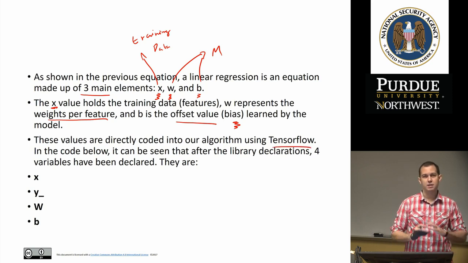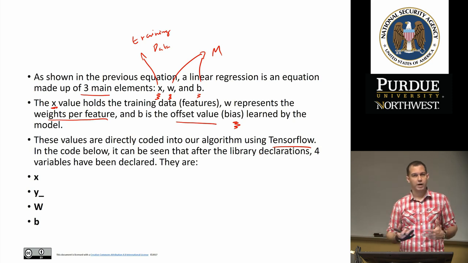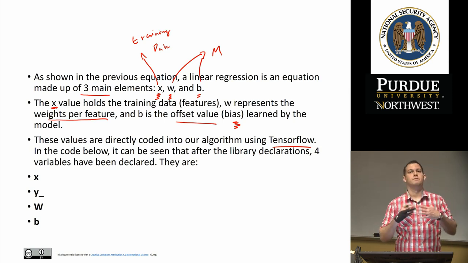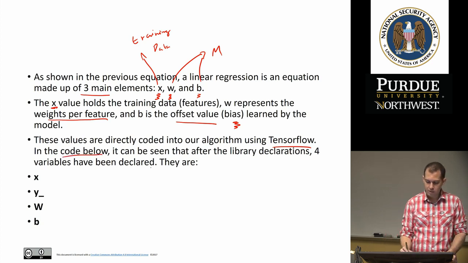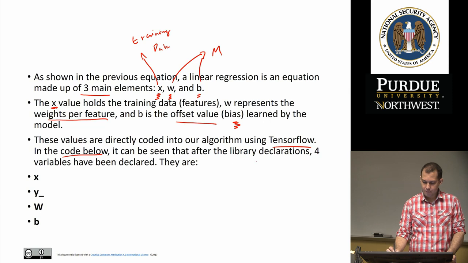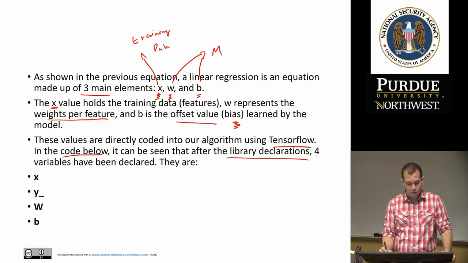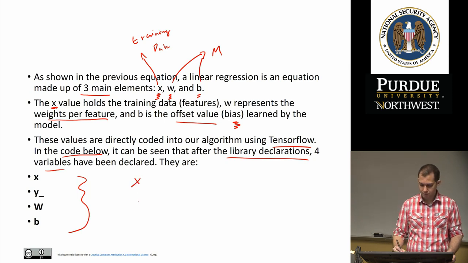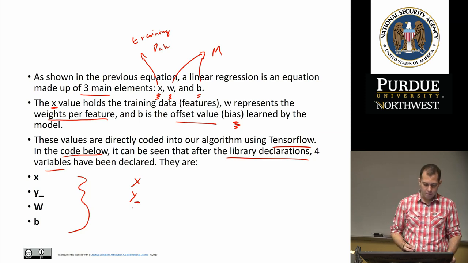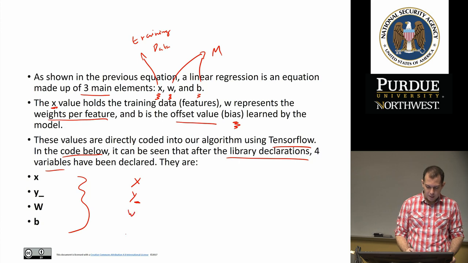So now that we understand this concept, we're going to start trying to convert this into actual TensorFlow code. In the code below, we will see that after the library declarations, we will need to define 4 variables. Those variables will be these. We will have an X variable for the data, a Y underscore variable, and then the W and the bias.